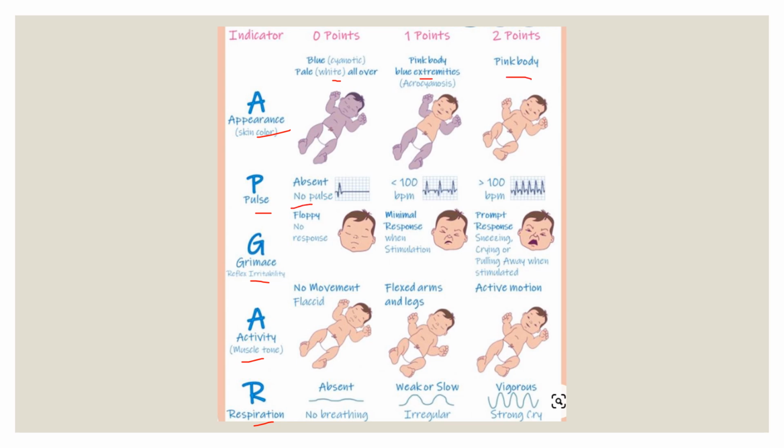Pulse, no pulse, less than 100, more than 100. Grimace, floppy baby, minimal response on stimulation, prompt response with sneezing, crying, or pulling away. That is 2 score. No movement or flaccid and floppy baby, that is 0 point. Flexed arms and legs, 1 point. Active movement is 2 points. Respiration, no breathing, 0 point. Irregular breathing, 1 point. Vigorous and strong cry is 2 points.